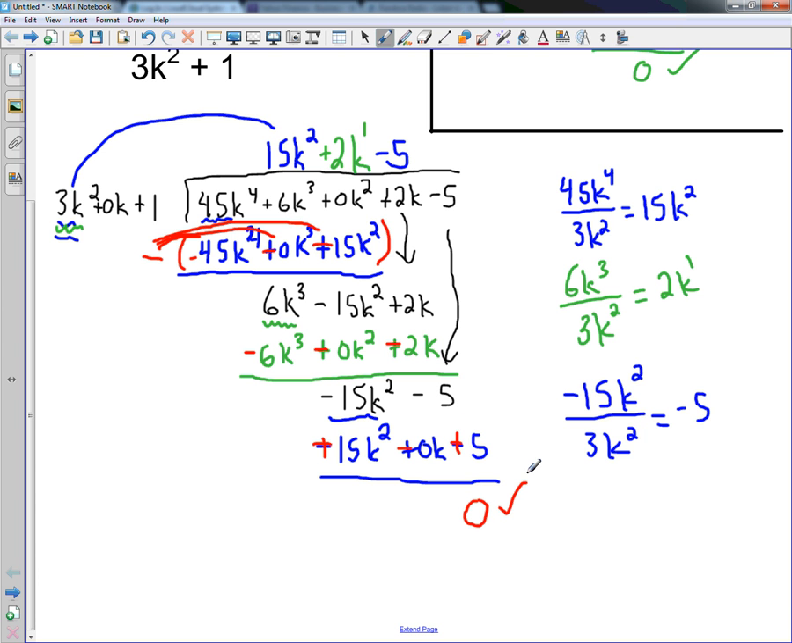So since I found that this results in 0, then I found that this is a factor. This trinomial here is a factor of this polynomial if you get the remainder of 0. And the result of what we're dividing is 15k squared plus 2k minus 5. I hope that gives you a little help for answering this or working through some homework.